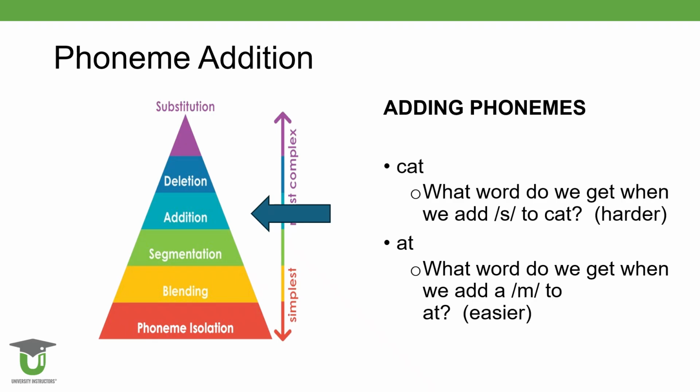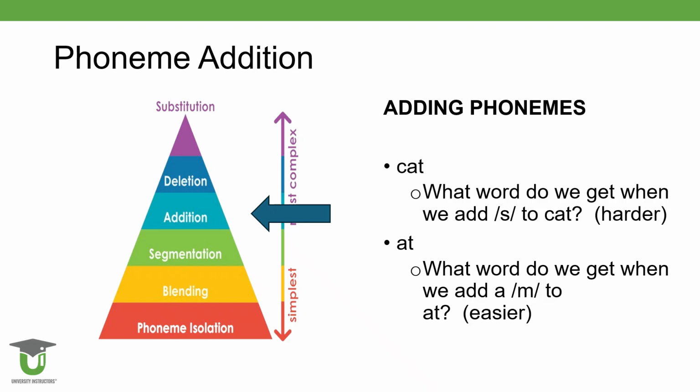Truly refined phonemic awareness includes even more advanced skills like phoneme addition, deletion, and substitution, all three of which are considered phoneme manipulation. These are the top three layers of the pyramid. Phoneme manipulation is generally more challenging than segmenting and blending phonemes. Manipulation requires students to hold phonemes in their working memories long enough to isolate specific phonemes, add, delete, or substitute specific phonemes, and then blend the phonemes back together to form a new word.